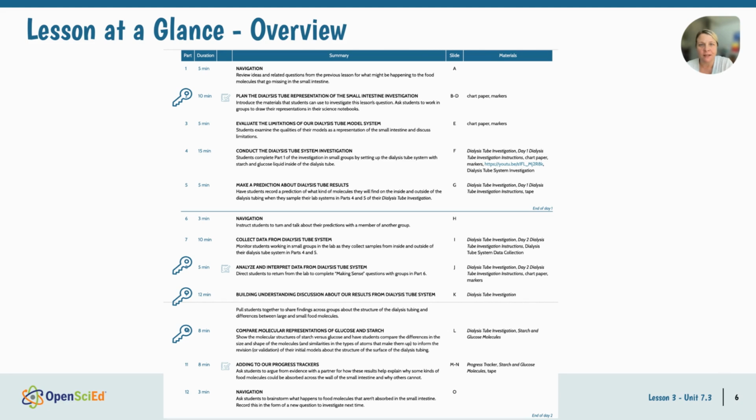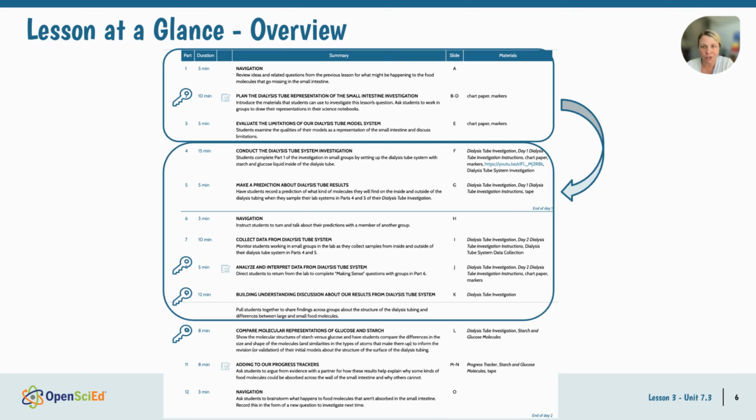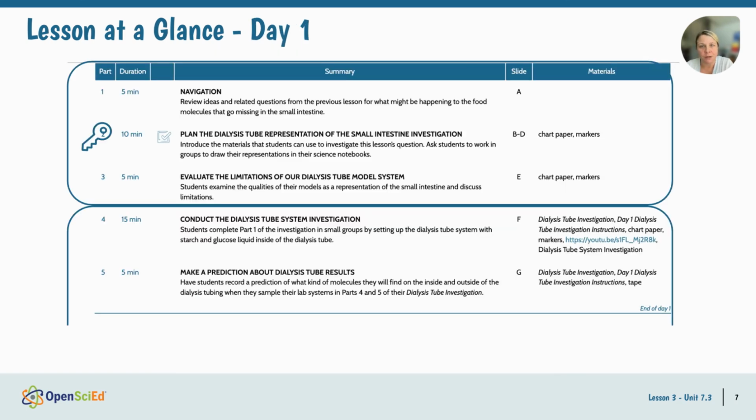As we look at the 2-day lesson, we can see that it appears to be broken down into 3 major chunks. The first chunk happens on the first half of day 1. The second chunk happens at the end of day 1 and beginning of day 2, which leads us into our third chunk at the end of day 2. Let's look closer at day 1.